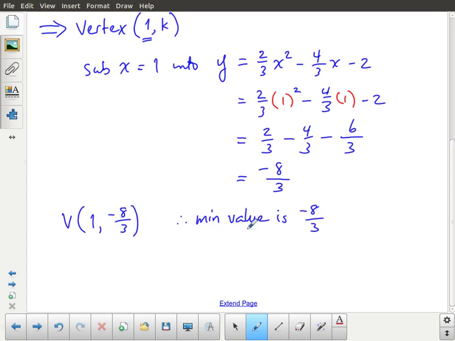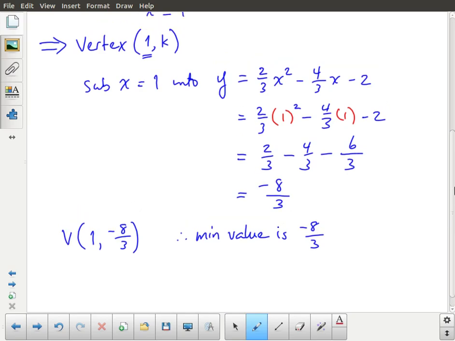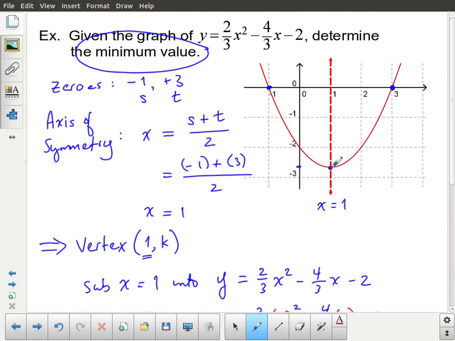The minimum value is not the entire vertex, that's a point. The minimum value is the number. In this case, it is the lowest number for the y values. So all of the y values up here and all of the y values up here are higher than negative 8/3.